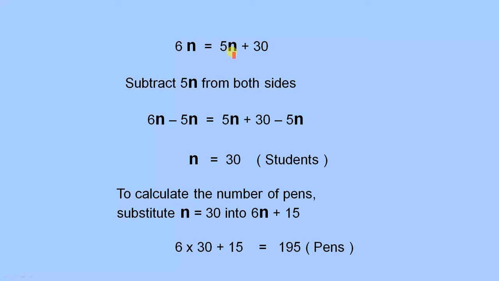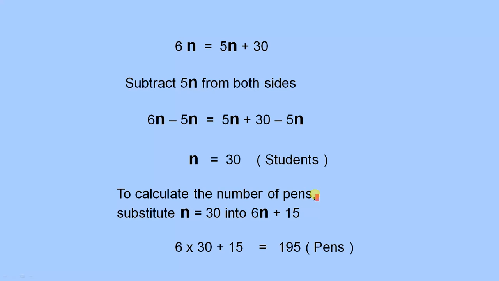So we had 6n equals 5n plus 30. Subtract 5n from both sides. 6n minus 5n equals 5n plus 30 minus 5n. 6n minus 5n is n, and that side gives you 30. So n equals 30, and that's the number of students.